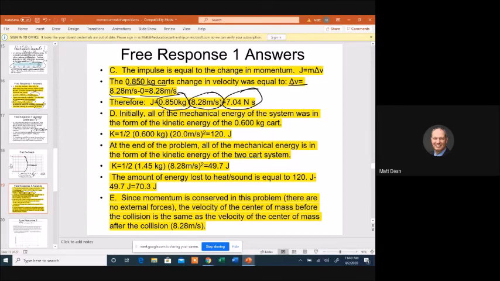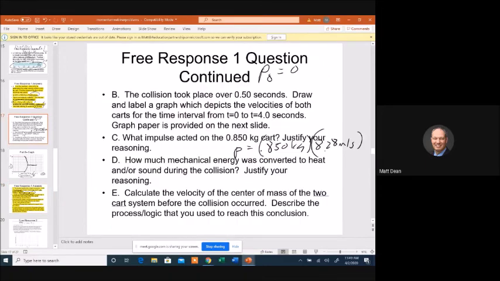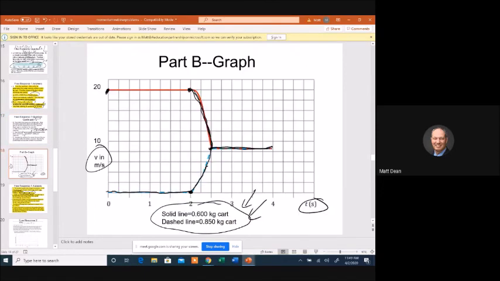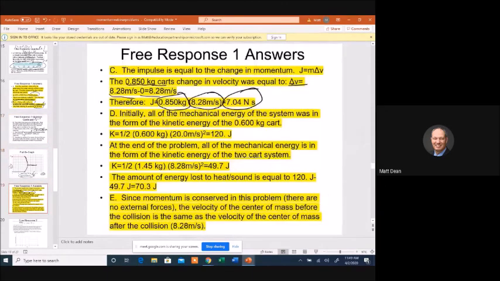All right, let's end this thing up for today by talking about parts D and E. Part D wants to know how much mechanical energy was converted to heat or sound during the collision, and justify your reasoning. Remember, mechanical energy is the sum of the kinetic and potential energies of a system. Here we're not really dealing with potential energy. So really we're talking about kinetic energy in this problem. So what we need to think about, first of all, was how much kinetic energy was there before the collision? Remember, K equals 1/2 mv squared is our equation.